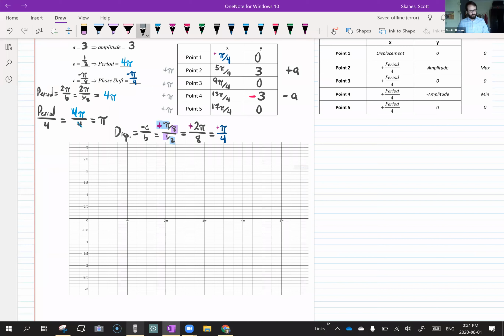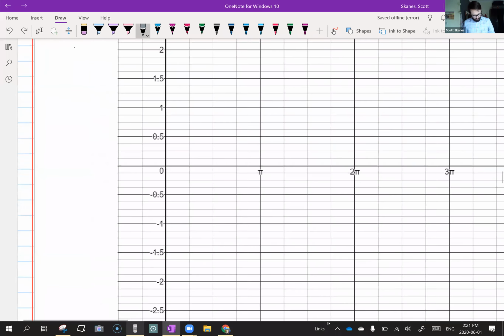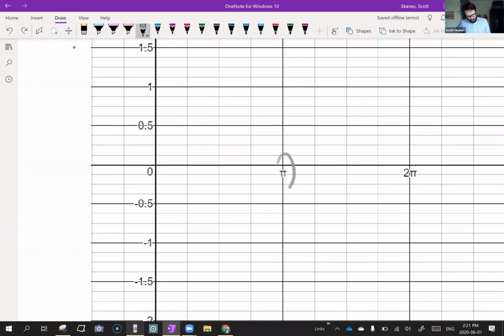Oh man, where's pi over 4? I'm looking for pi over 4. I don't even see it down here. Well, if this is pi, and there's 4 of these, 1, 2, 3, 4, this must be pi over 4. Okay, that's our pi over 4.